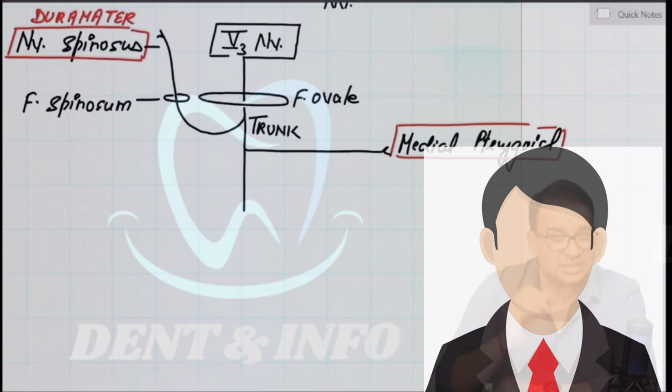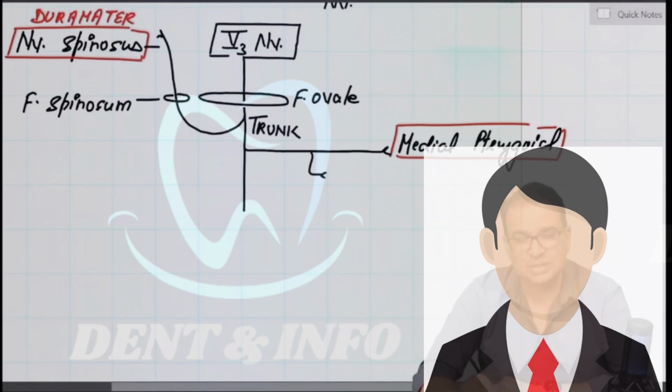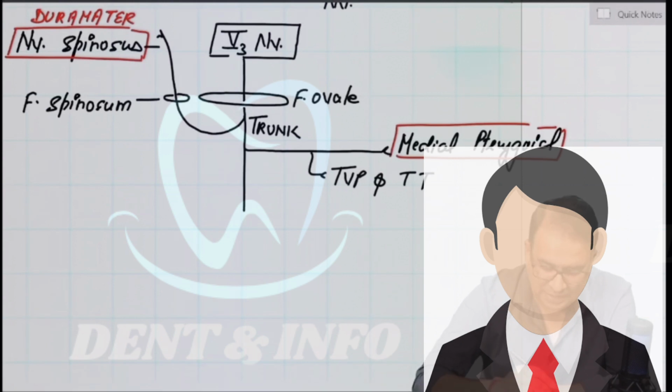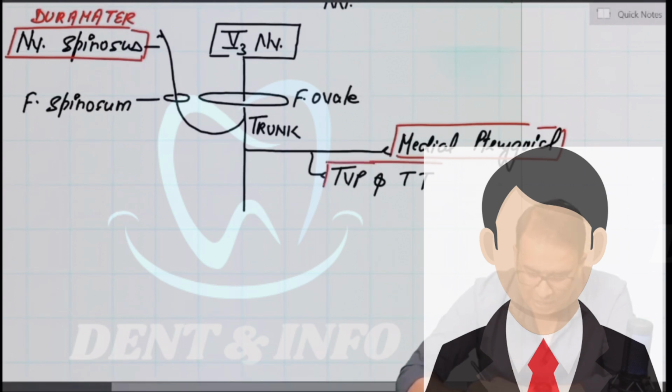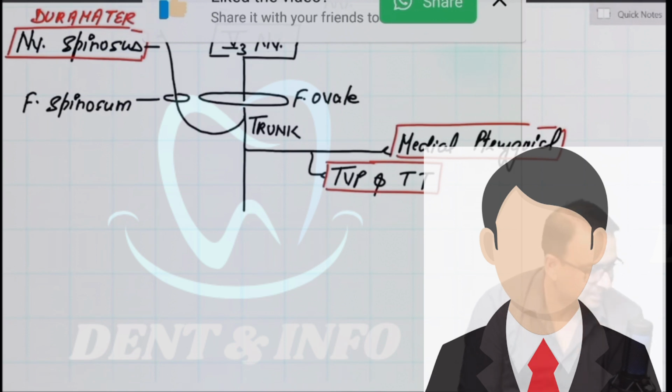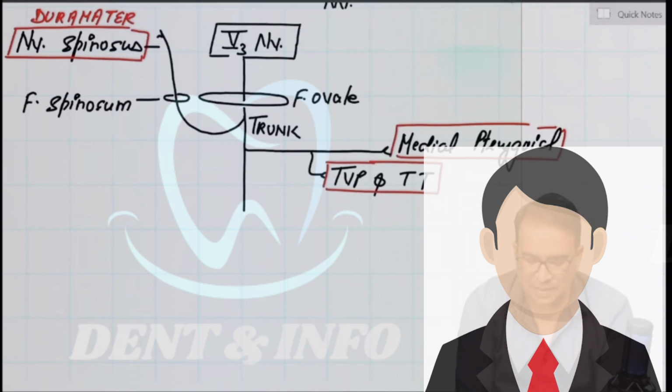Next important thing. The same nerve which is supplying medial pterygoid also supplies the two muscles which have tensor in their name. What are the muscles with the name tensor? We have the tensor veli palatini and the tensor tympani. That's the next important thing, guys. I'll give you time to write down the full names that you want. Tensor veli palatini and tensor tympani.